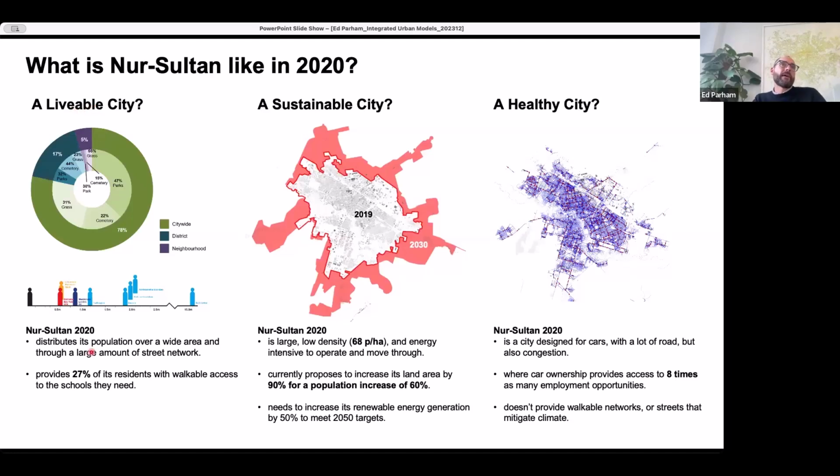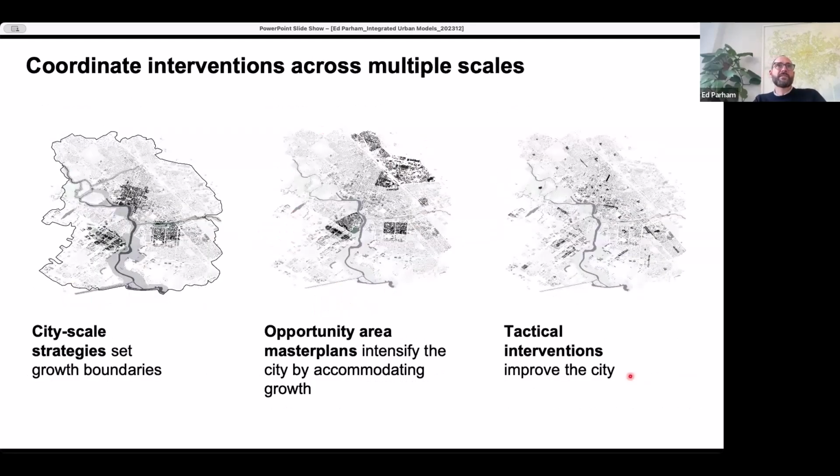Is it livable? And we could say, well, look, actually, only 27% of people can walk to school. Is it sustainable? It's increasing the footprint of the city by 90% for a population increase of 60%. And is it healthy? We could see if you had a car, you could get to 8 times more things than if you didn't have a car. So we could use the model and the data to answer these questions.